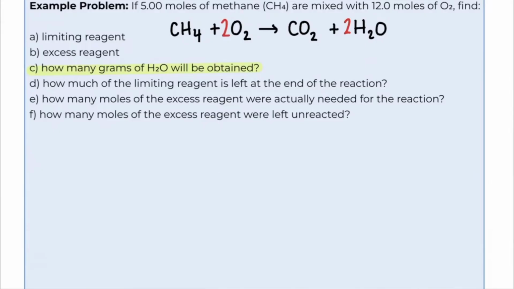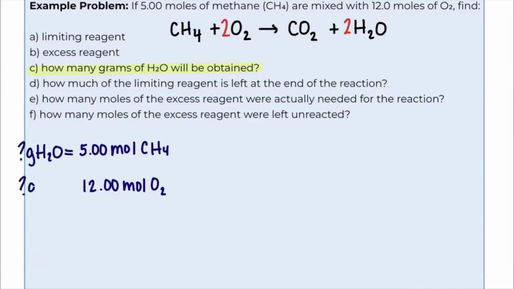Once our reaction is balanced, we can go ahead and start finding our limiting reagent. But here's the thing. We don't know whether the methane or the oxygen gas is the limiting reagent. So we have to set up 2 stoichiometry calculations here. One starting with the amount of methane, in this case 5.00 moles, and the other starting with 12.0 moles of oxygen gas. And the idea is simple, you guys. Whichever reactant produces the smaller amount of product, in this case grams of H2O, is the limiting reagent.